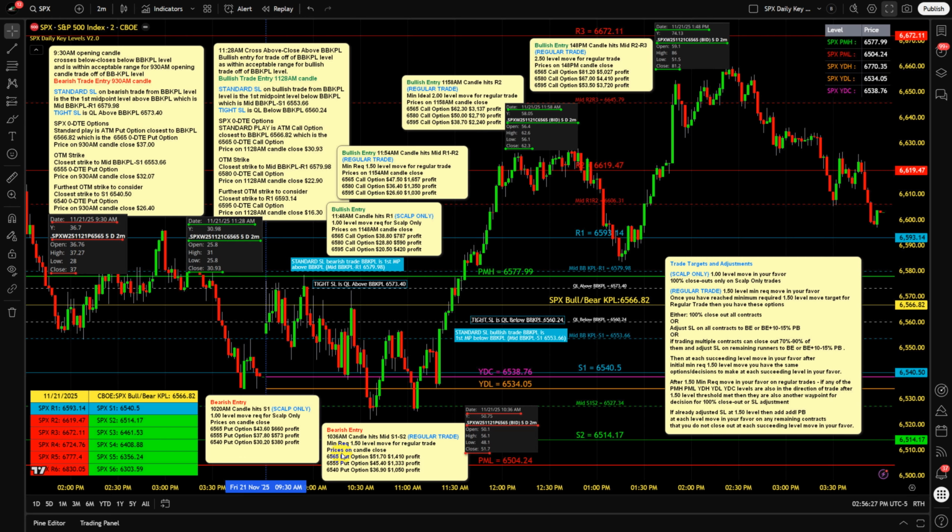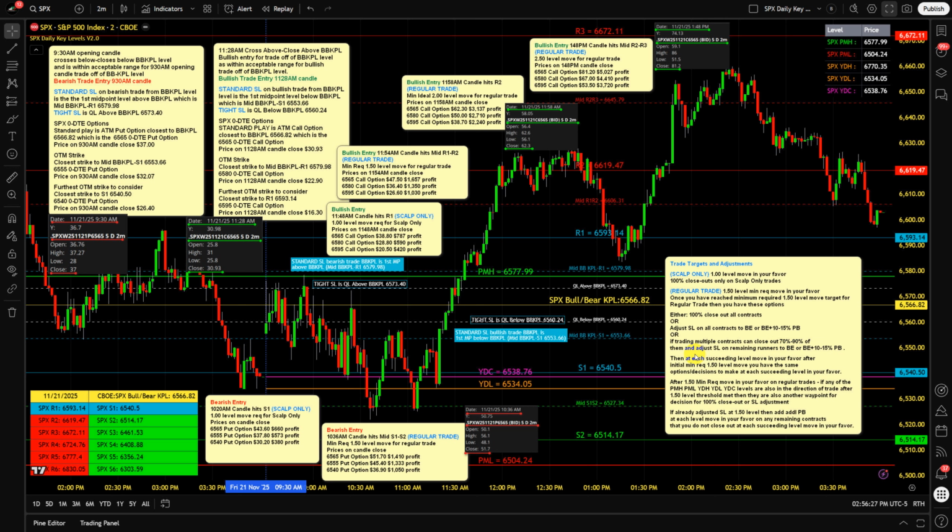and that is your 1.5 level minimum required move on a regular trade. So here is where you have all these different options here: either 100% closeout of all contracts, or adjust your stop loss on all contracts to break even, or break even plus a 10 to 15% profit buffer, or if trading multiple contracts, close out 70 to 90% of them.